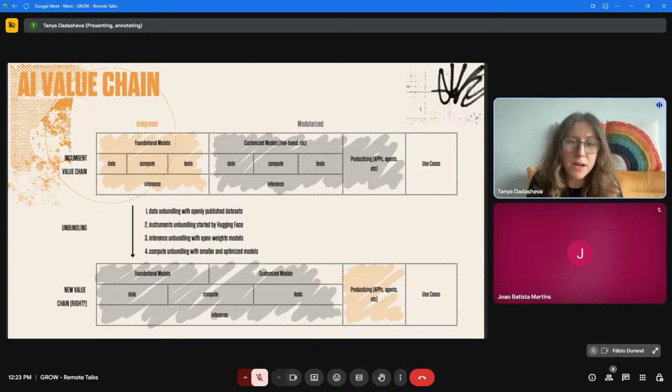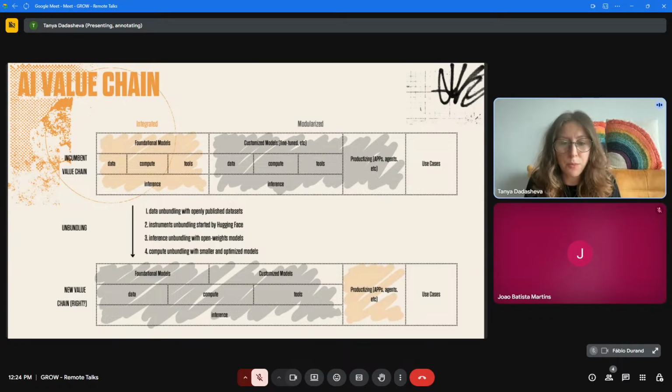And what happened with AI is that this actually already changed. So there was a lot of data unbundling, there was a lot of instruments unbundling, there were a lot of models released with open weights that allowed basically to unbundle training from inference. So there are a lot of interesting things happening.